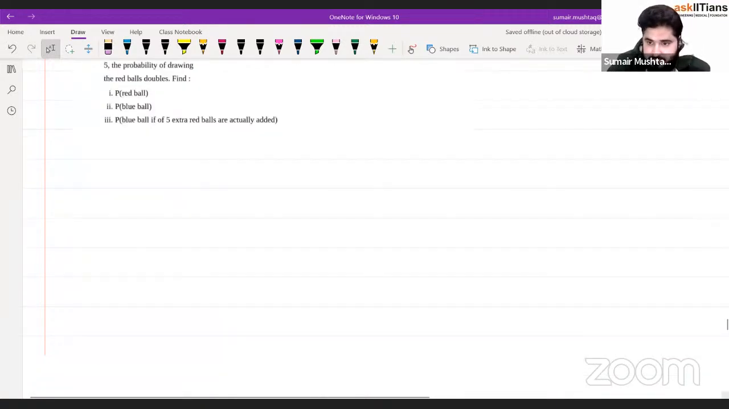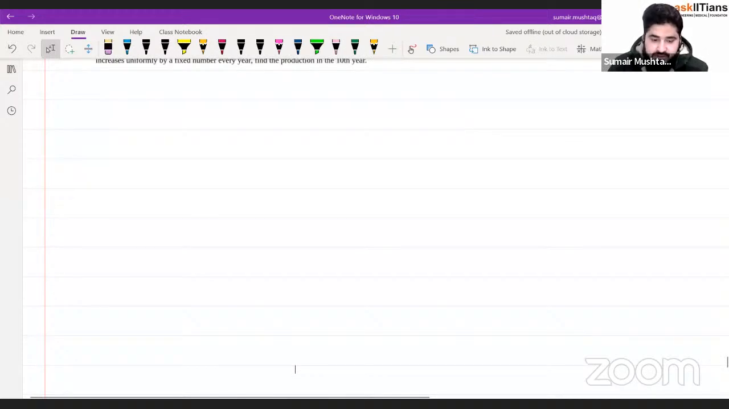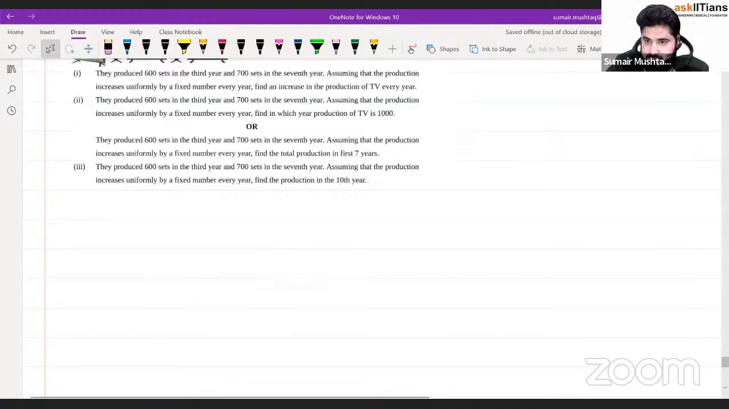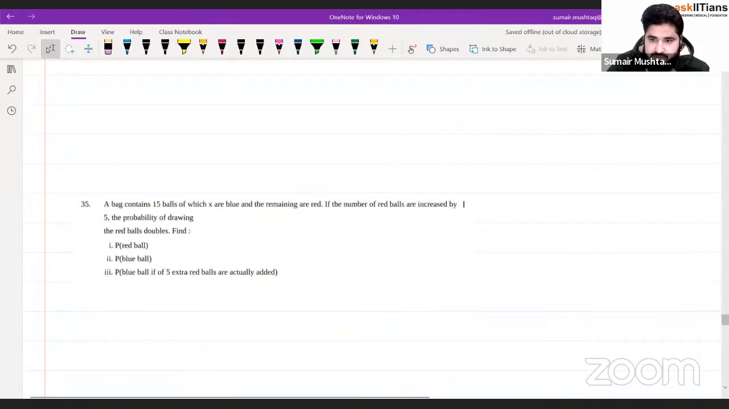Okay, fine. Now, this is the probability question. Very easy question. I actually want to show you some questions from the passage part. First of all, let's have this. A bag contains 15 balls, of which X are blue and the remaining are red. Can you tell me how many are red? 15 minus X.